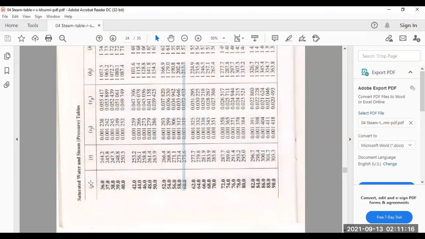Can you see it or not? This pressure is given: 60 bar. Okay, so here we have found the 60 bar pressure. Now after getting the 60 bar, different values are there.